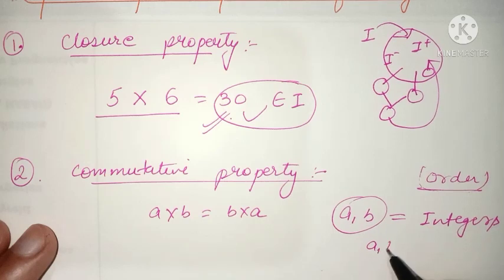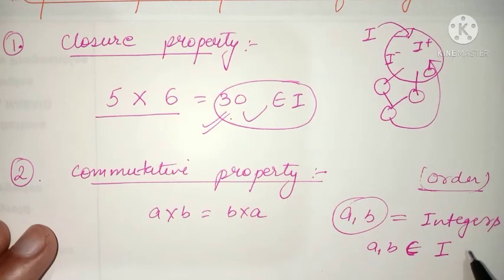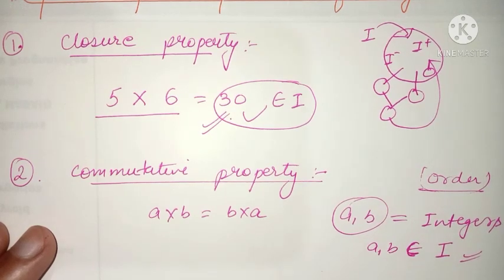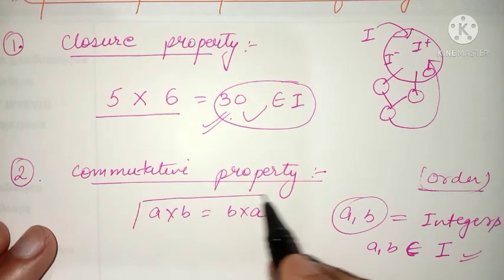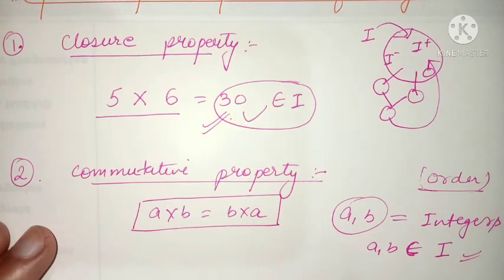We write it as a, b belongs to I, where belongs to is a symbol and I is the symbol of integers. So a and b both belong to the set of integers. This property says that a into b is equal to b into a. What does it mean?